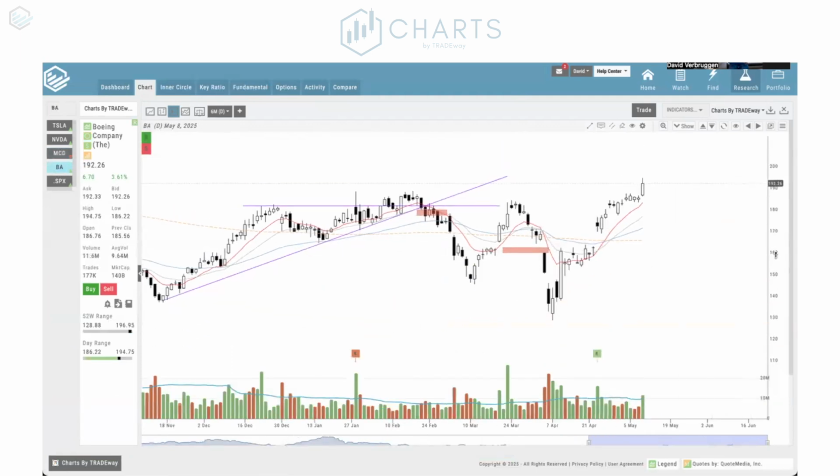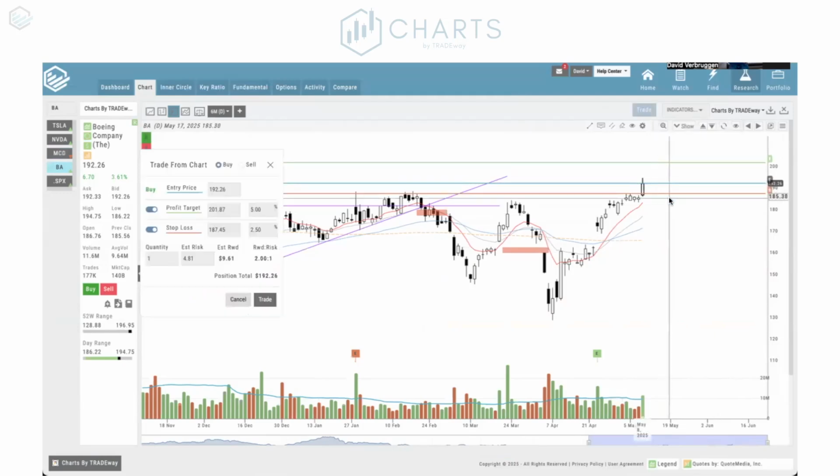Boeing, let's make that chart a little smaller here. I'm going to show you a very quick and easy way to set all that up by trading from the chart. You're going to click the trade button at the top right here, and it's going to bring up 3 lines. Blue line is going to be our entry.